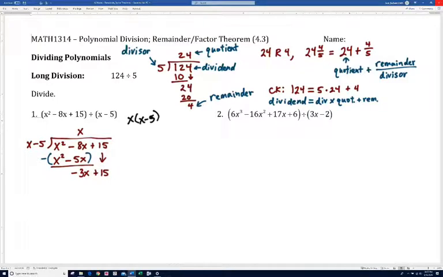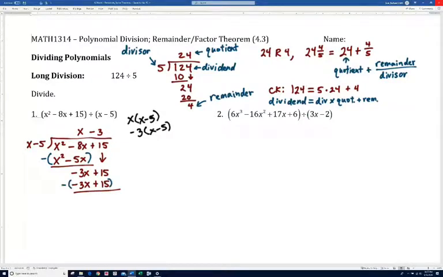And we start again. So again, we look at our leading terms here. I'm sorry, I'm looking at the wrong one now. It should be these two. And we ask ourselves, okay, what times x is equal to negative 3x? Well, that would be negative 3, so we'll write minus 3. And then we'll multiply negative 3 times x minus 5. So when you do that distribution, you get negative 3x plus 15.